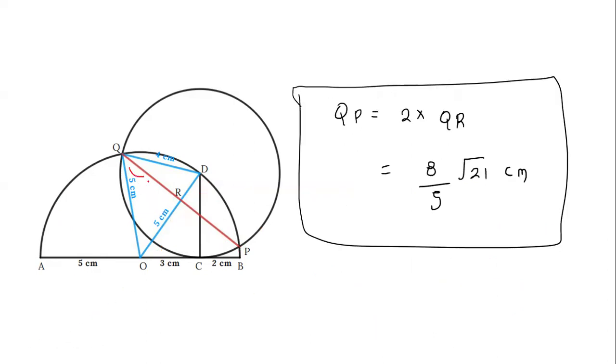Now you know the value of QR, and you know QR has the same length as RP. So you can find the QP length: just multiply QR by 2. So it will come as 8 by 5 root 21 centimeters. This is the length of PQ, this red line which we had to find in the problem, and in this way we can solve this.